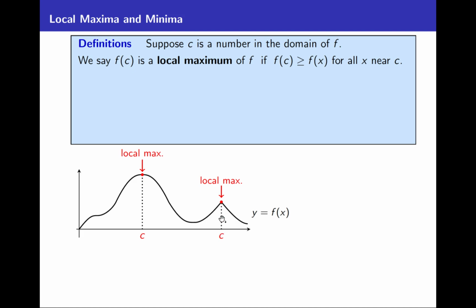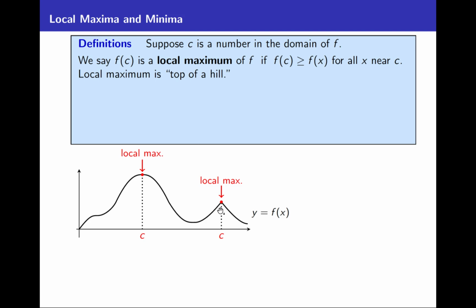And likewise, this y value right here is a local maximum, because if you look at f of c, it's greater than or equal to the nearby f of x values. In fact, it's equal to f of c if x equals c. So that's why we say greater than or equal to. A local maximum, as you can see, is the top of a hill in a function.